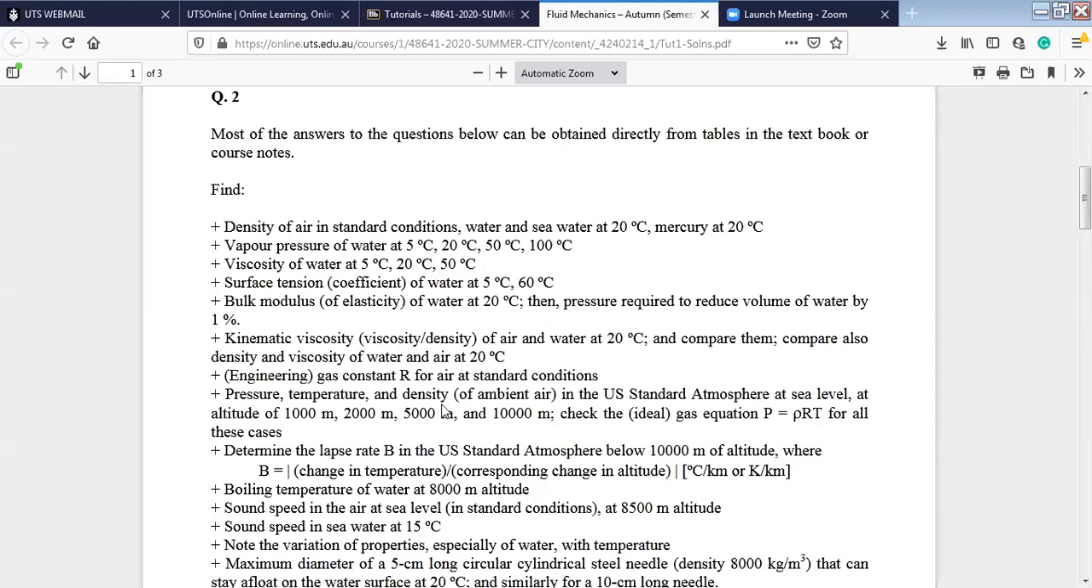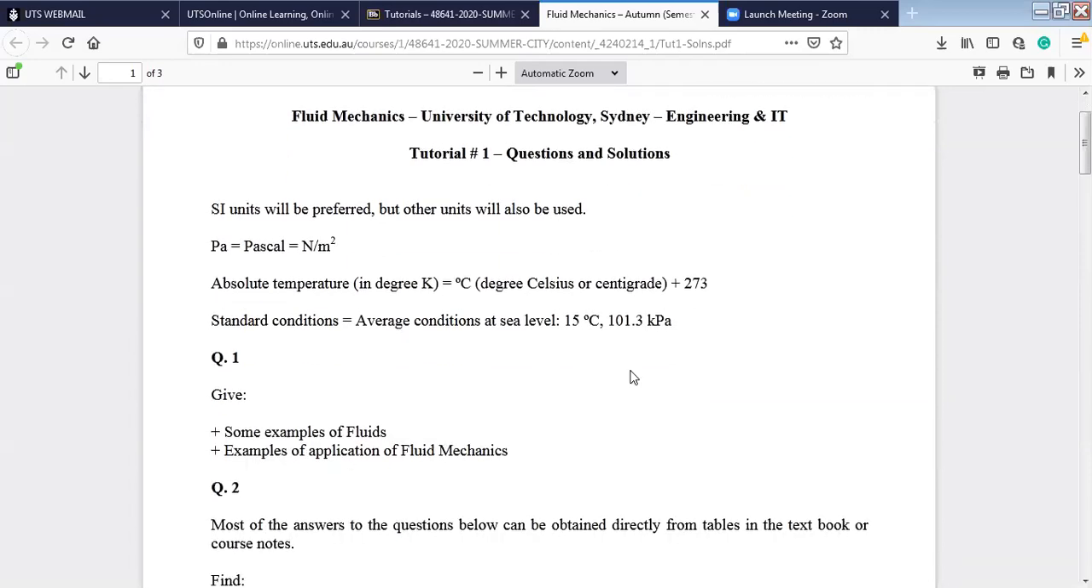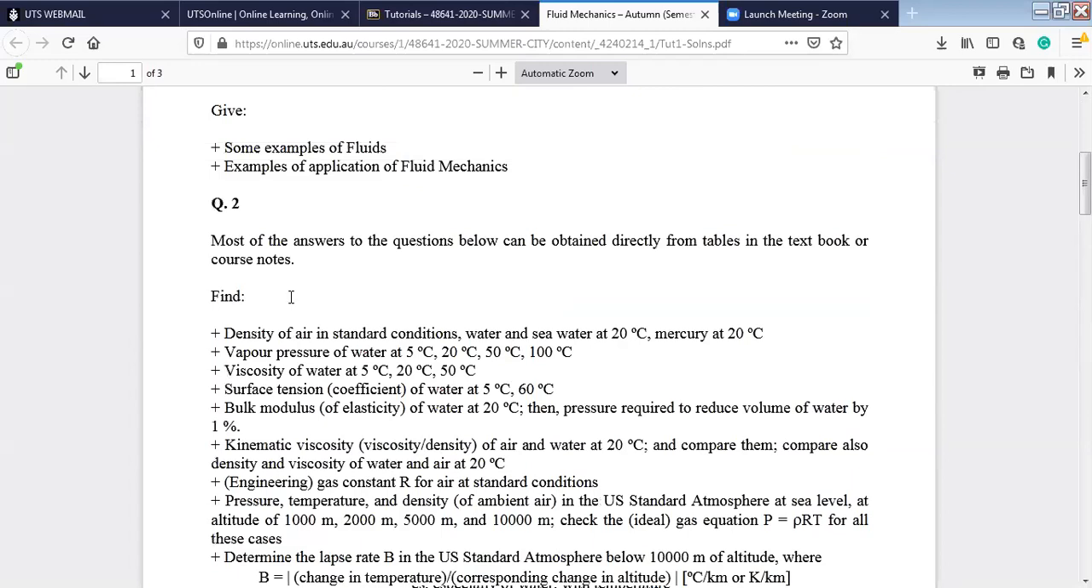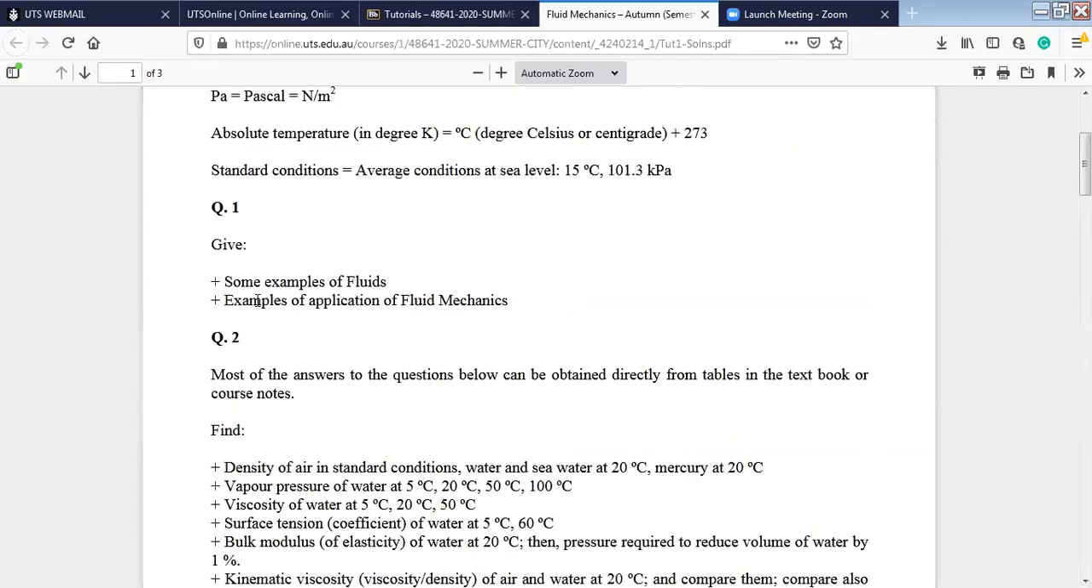For example, here in tutorial 1, we have 3 questions. Question 1 asks for some examples of fluid and examples of applications of fluid mechanics, which I mentioned yesterday. We have so many applications of fluid mechanics. If you want to pump water from ground level to a higher level, you have to buy a pump, and to buy a pump you have to know the pump power. Fluid mechanics will help you find the pump power.